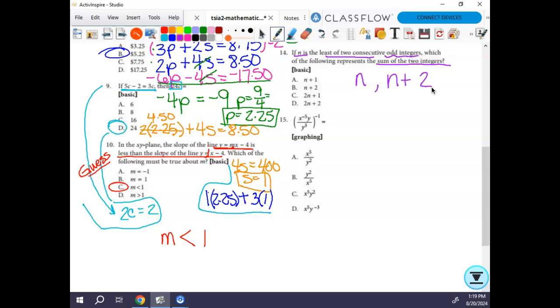Because if I was to list out numbers, I'd have n plus 1, n plus 2, n plus 3, n plus 4, right? I know the whole odd thing is like, how do I know it's odd? Well, because we said it's odd, and that is one of those weird things. But it says n is the least of 2 odd integers. n is an odd integer. This is the next one. The sum of the two means that we add them together. And that gives me 2n plus 2.